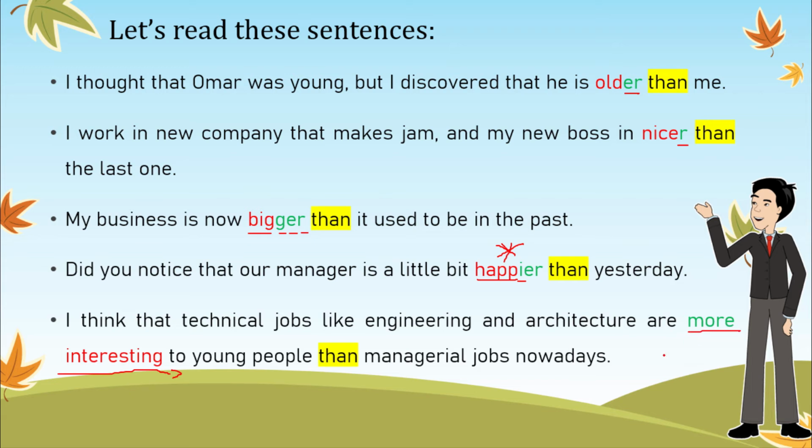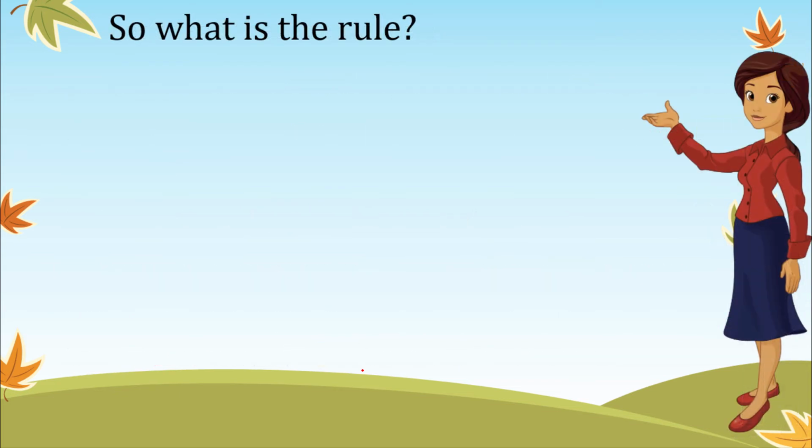So if we have a long adjective, we don't add er, but we add more before the adjective. Okay, so we don't say interestinger, no, we say more interesting. Beautiful, more beautiful. Awkward, more awkward, etc. And as you notice here, we always have than here, and than here again.